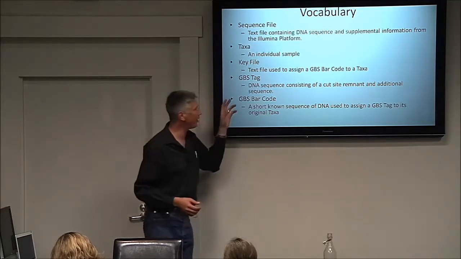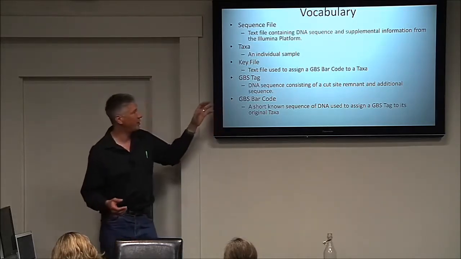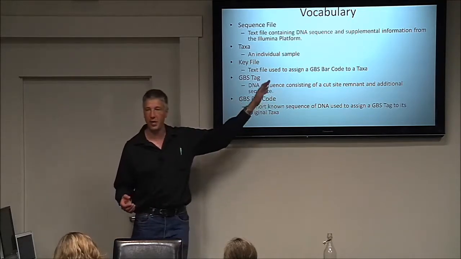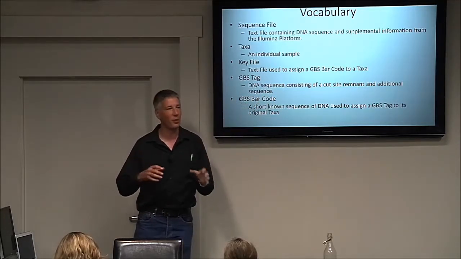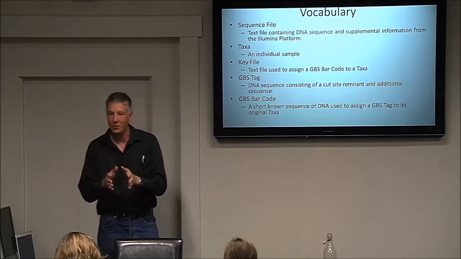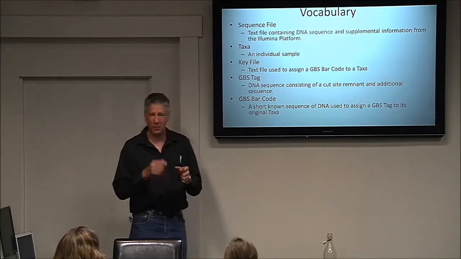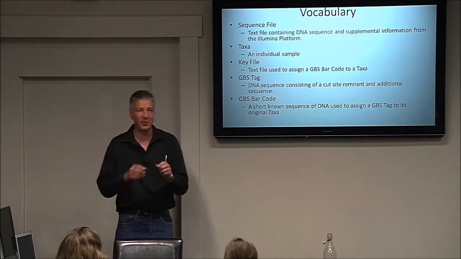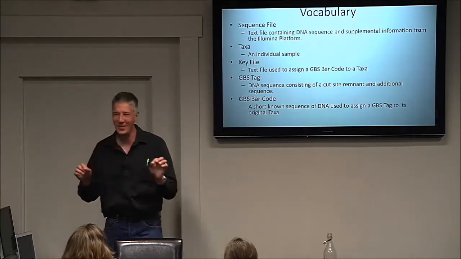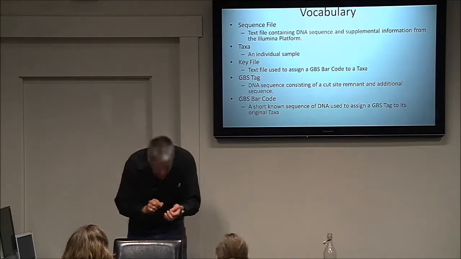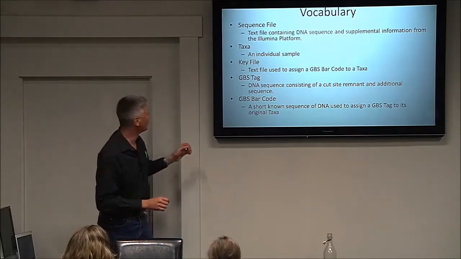A key file is just another text file, and it's used to assign a GBS barcode to a taxa. And remember, part of the way this whole thing works is we use these identifying barcodes. We had an interesting question in the recent workshop. They're not actually barcodes, right? They're just known strings of DNA. We don't actually make a little barcode on the DNA. It doesn't really work that way.